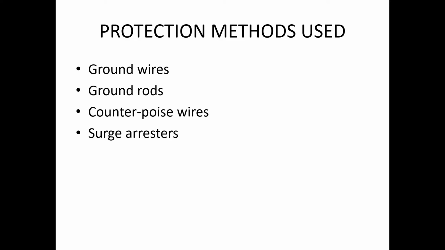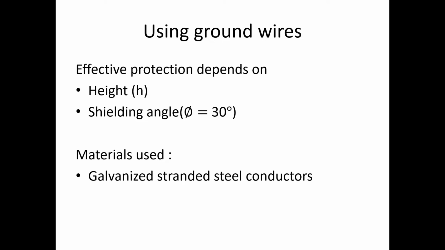So what precautions are taken to protect our power system or transmission line against this overvoltage? There are several methods which have been implemented to protect the transmission line. The following is given here. You can see that we use ground wires, ground rods, counter-poise wires, and other protective devices like arresters, that is surge arrestor or lightning arrestor, and so on. Even some other devices can also be used. The very first one is ground wires. Let's discuss in detail.